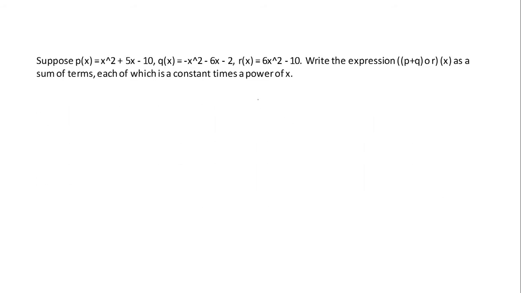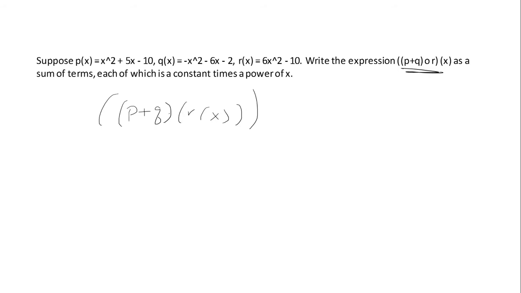Okay. So suppose p of x is a quadratic, q of x is a quadratic, and so is r of x. So we want to find (p plus q) of r of x as a sum of terms, each of which is a constant times a power of x. So this looks confusing, so let's look at it closely. Basically what we're doing is we're taking p plus q, and then we're going to put in r of x. So it should be something like this.